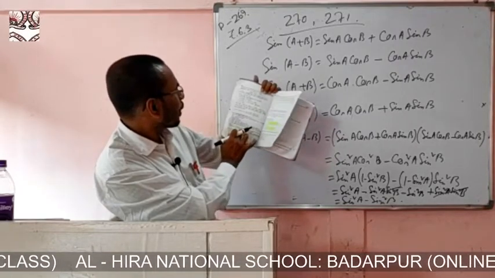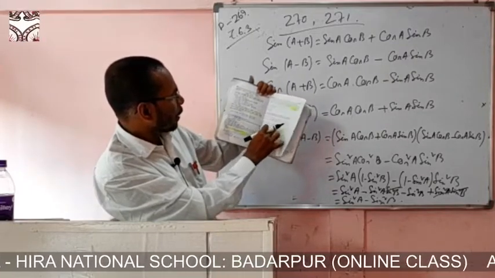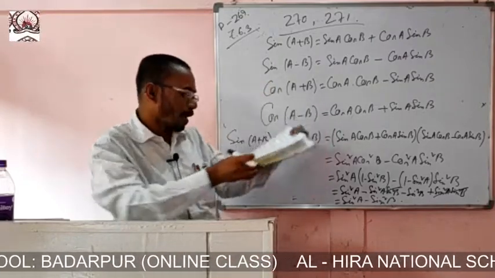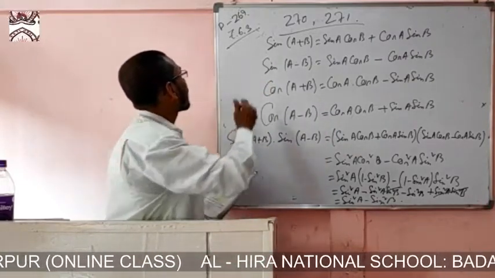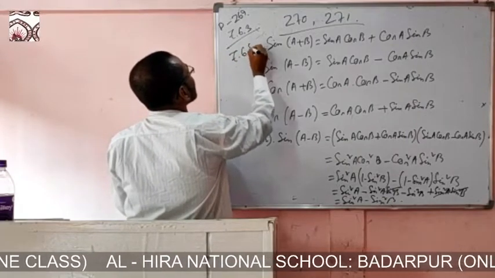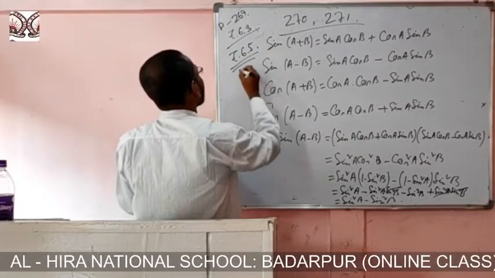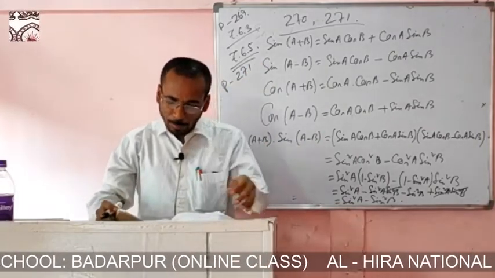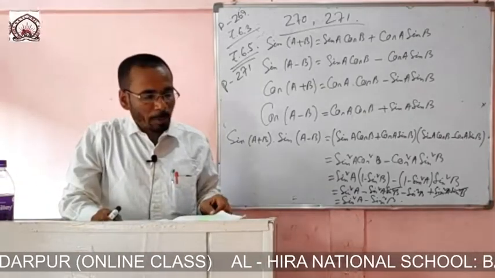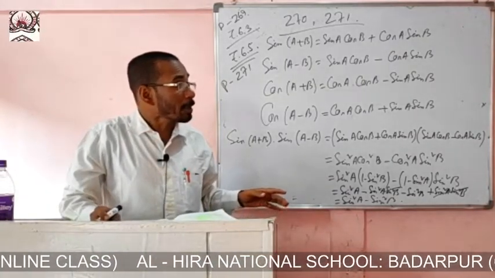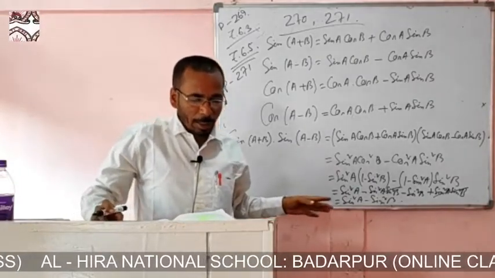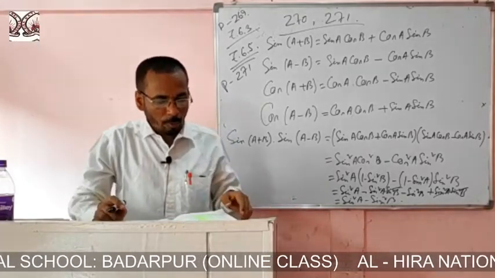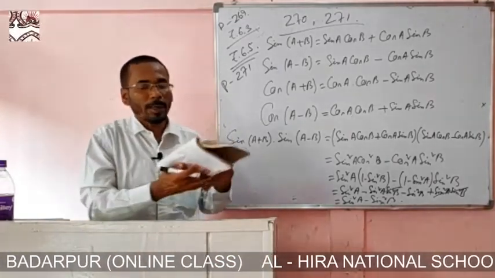Like this, sin(a plus b plus c), cos(a plus b plus c), tan(a plus b plus c), cot(a plus b plus c), and then 7.6.5, page number 271. Other formulas are there: sin(a plus b), sin(a minus b), cos(a plus b), cos(a minus b), and after that twice sin a sin b, twice cos a cos b. Four formulas we will get here. I am writing the formulas here.